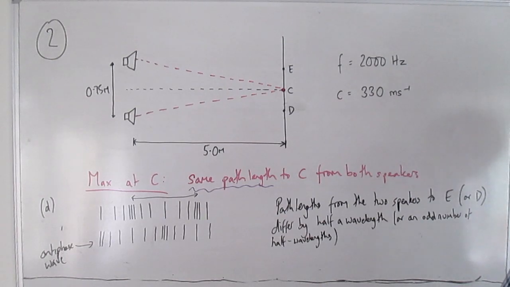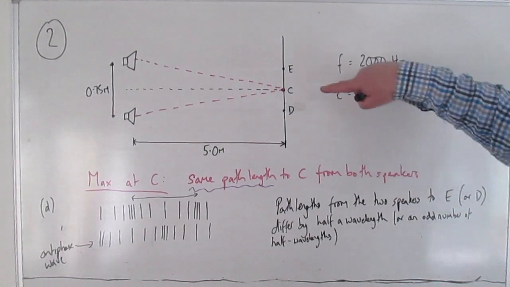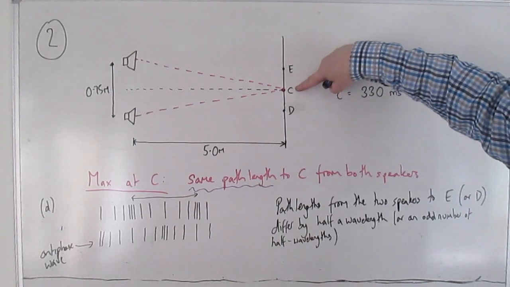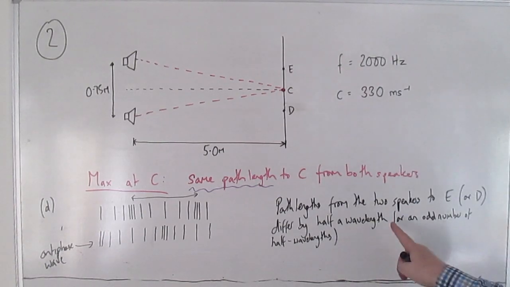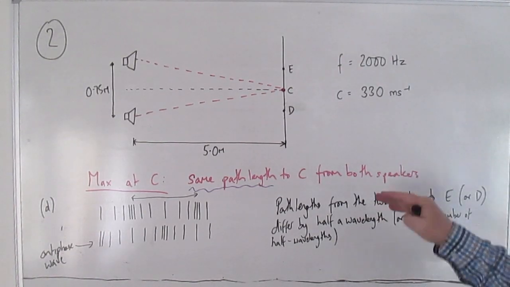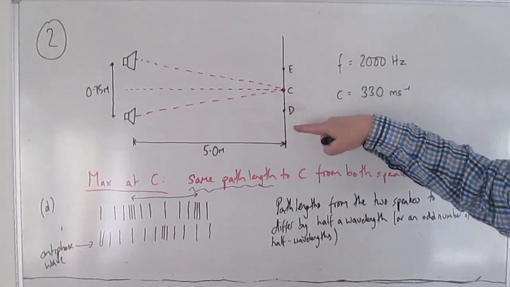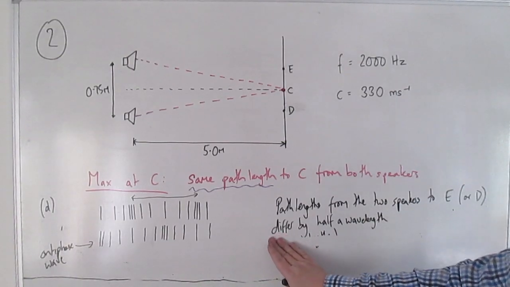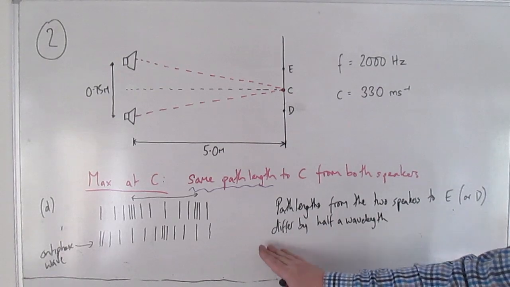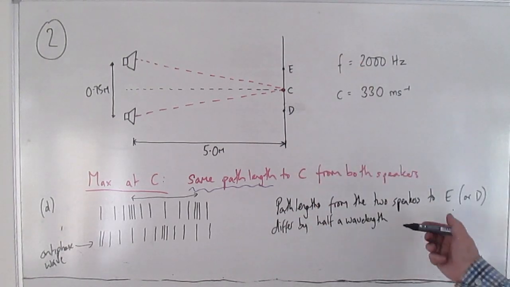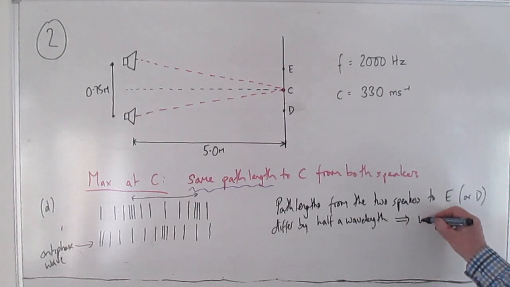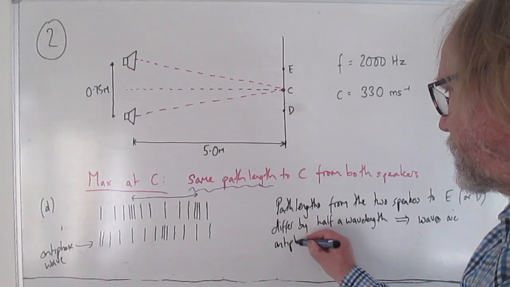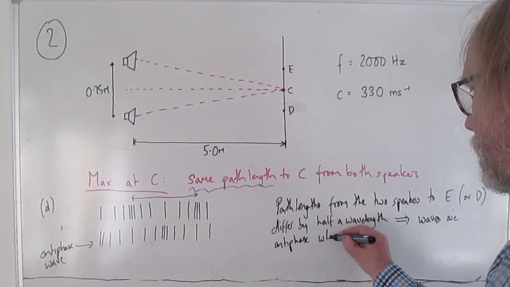However, the way it's described here is that moving from C to E, you don't pass through any other maximum or minimum. So this is the first minimum that you arrive at. So we don't really need this proviso of an odd number of half wavelengths. There will be further maxima and minima out here, but if it just says it decreases, then we can just remove that proviso and say, right, it differs by half a wavelength when it reaches E or D, which means that the waves are antiphase when they meet.